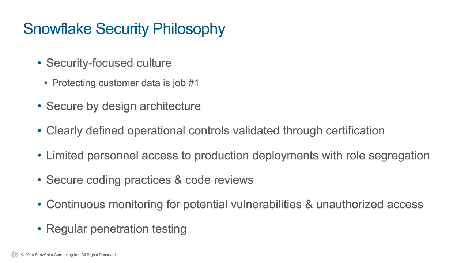Snowflake leverages AWS redundancy, and each AWS region is geographically dispersed into several data centers across several miles within a region. Now, AWS provides automatic and synchronous 3x replication of data across its availability zones. And our encryption keys are stored in the AWS Cloud HSM. We employ clearly defined operational controls which are validated through certification. All Snowflake employees' access to production deployments is limited with role segregation.